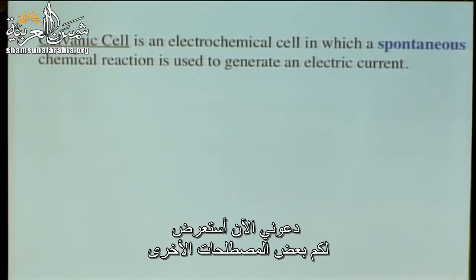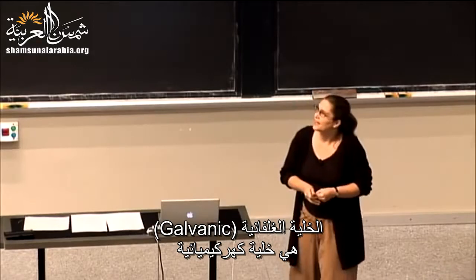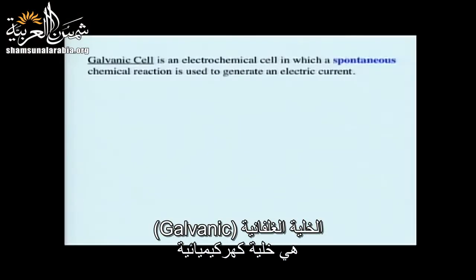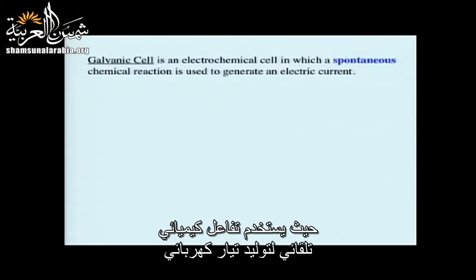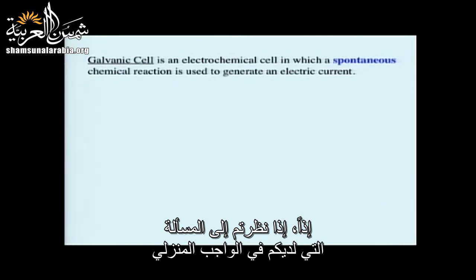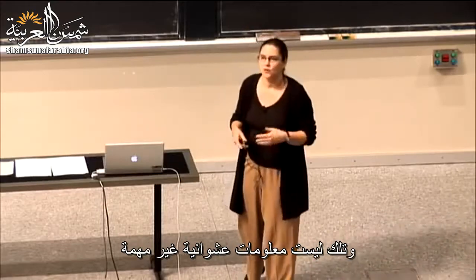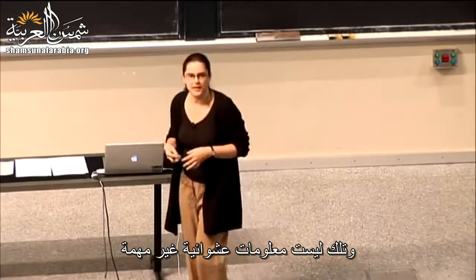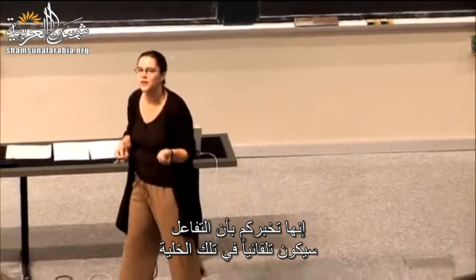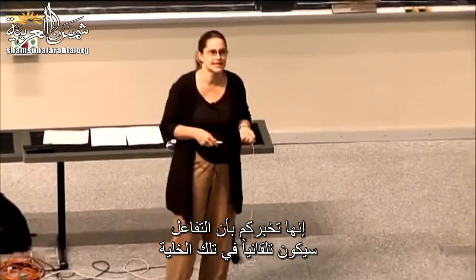So now let me introduce some more terms to you. A galvanic cell is an electrochemical cell in which a spontaneous chemical reaction is used to generate an electric current. On a problem, which you may have on your problem set, and I've already looked at this, it'll say something about a galvanic cell. Well, that wasn't just random information they're throwing out. They're telling you that the reaction is going to be spontaneous in that cell.